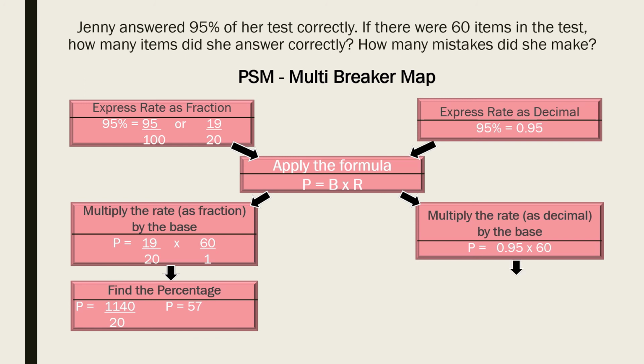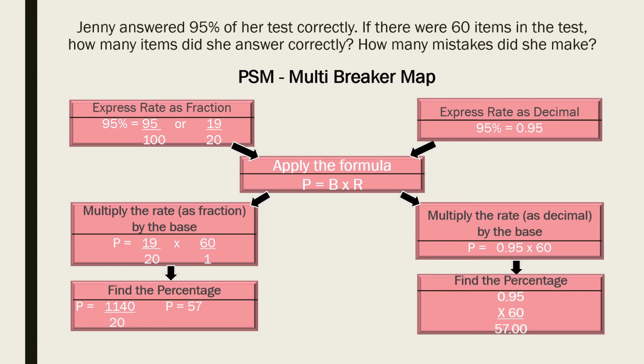Now, here, let us multiply our rate by the base as a decimal. So, that is 9,500 times 60. The answer also is 57. So, we solved this in decimal. So, the final answer is 57.